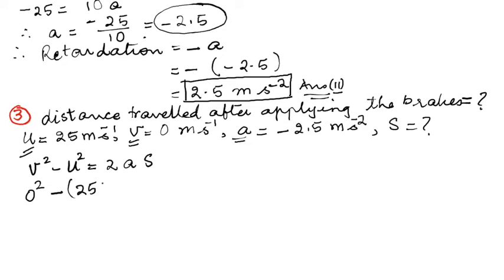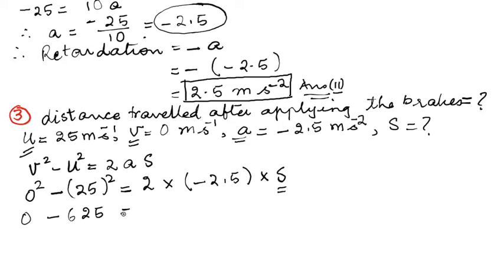So 25 square is equal to 2 into what is our value of a? Minus 2.5 multiplied by s, which we have to find. So 0 square is 0, 25 square is 625 is equal to minus 2.5 into 2 will be 5. Okay, so we have 5 multiplied by s.